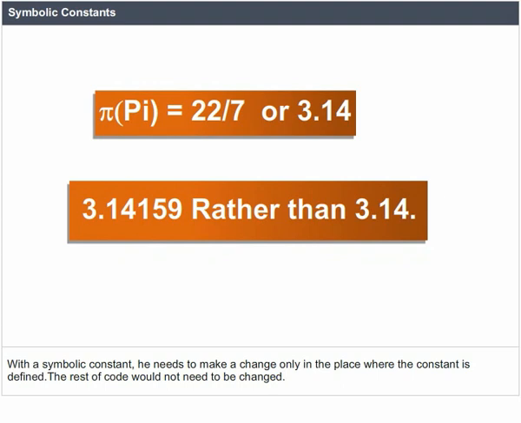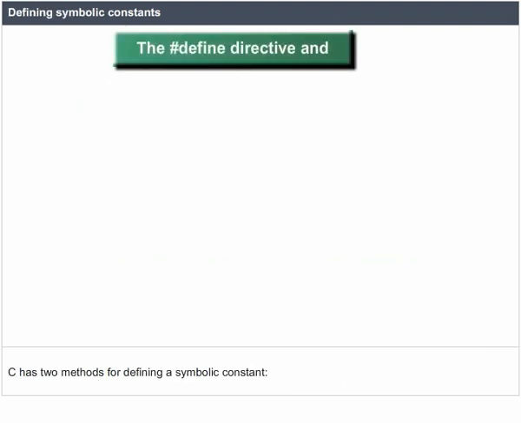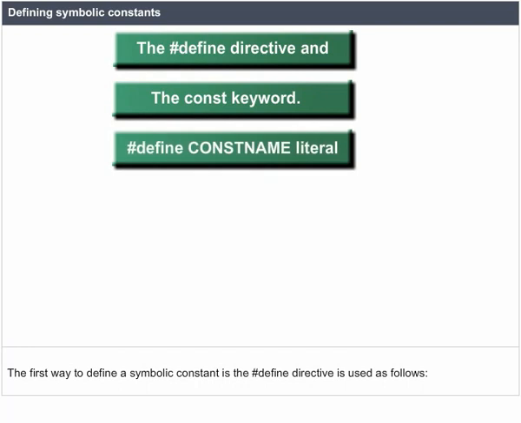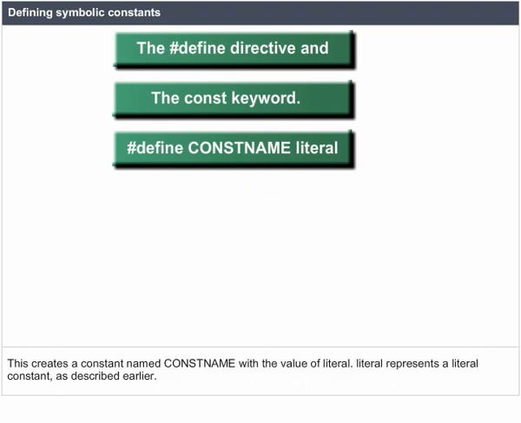Defining symbolic constants. C has two methods for defining a symbolic constant. The first way to define a symbolic constant is the #define directive, which is used as follows. This creates a constant named CONSTNAME with the value of literal. Literal represents a literal constant as described earlier.